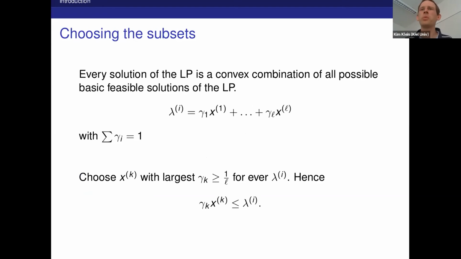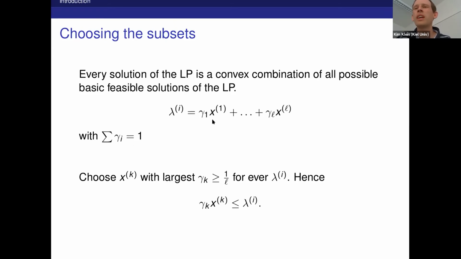From basic LP theory, we know that every LP solution is just a convex combination of all possible basic feasible solutions of the LP. So what we're doing now is we're writing the lambda_i's, the representation for our sets T_i, as a convex combination of basic feasible solutions. And then we're just picking one basic feasible solution out of those, the one with the largest coefficient, so with the largest gamma_i. So the gamma_i sum up to 1.